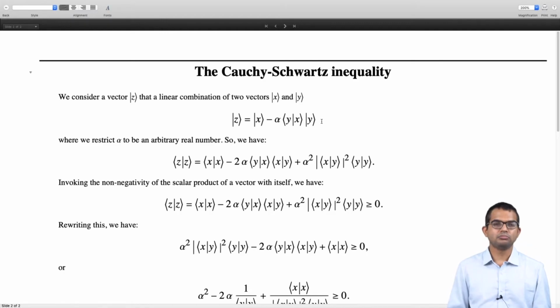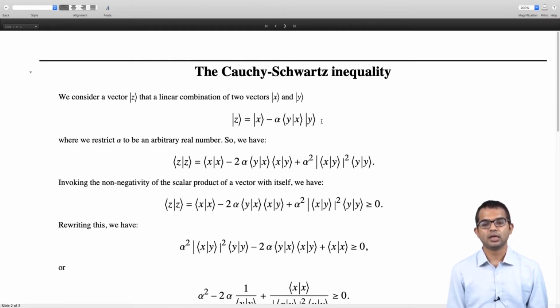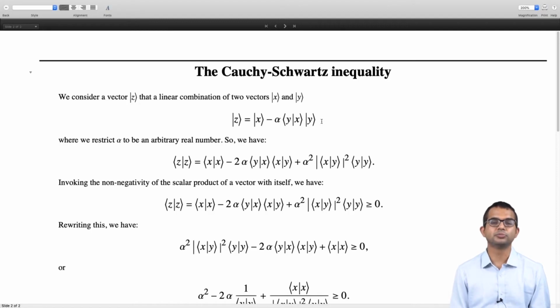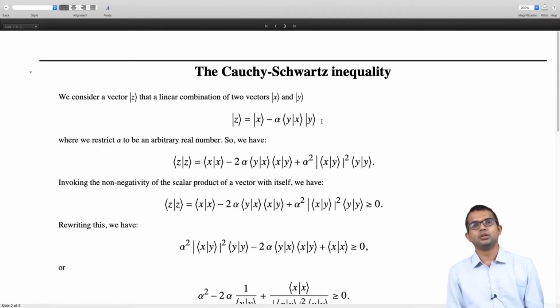Okay, so we consider some vector z, which is a linear combination of two vectors x, y, right? As always, like in the previous lecture, we took two vectors a and b. Likewise, we are taking two vectors x and y, generic vectors. There will be some special cases where x is related to y in a certain way, or if it's a null vector. These are all special cases which you can think about separately.